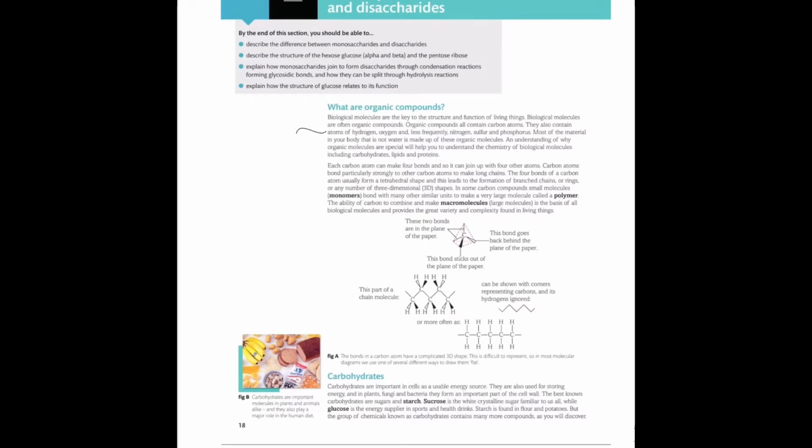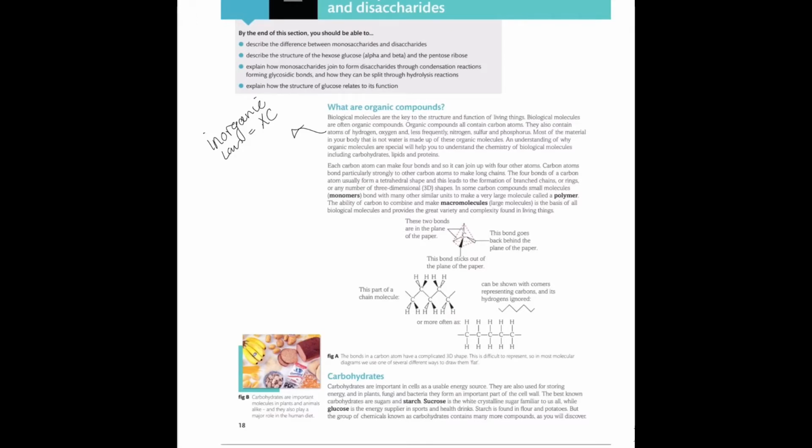So remember in the previous video, we came across phosphate ions and nitrate ions, and we call them inorganic ions, and that's because they had no carbon atoms. They did contain the nitrogen and the oxygen atoms and the phosphorus and the oxygen atoms, but it doesn't count because it does not contain carbon as well. Okay. Most of the material in your body that is not water is made up of these organic molecules.